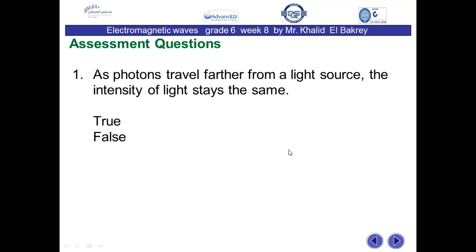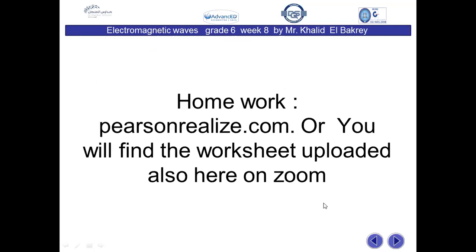As a photon travels farther from a light source, the intensity or the strength of light stays the same, true or false? False, of course. The answer is false.